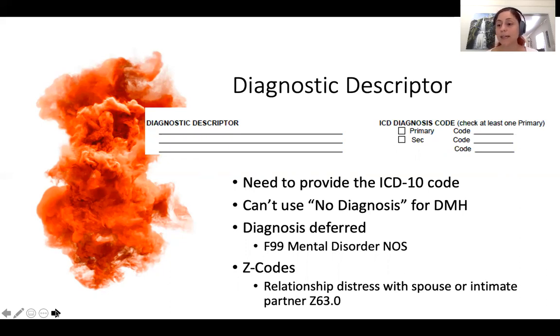So in the case of my client, I have diagnosed him with major depressive disorder, recurrent severe. Remember, I wrote that in my clinical formulation. So that would go on the left in the diagnostic descriptor section. That is the primary diagnosis, so I would check off primary. And the ICD-10 code for that particular disorder with that severity is F33.2, and that is what I would write in the code section.